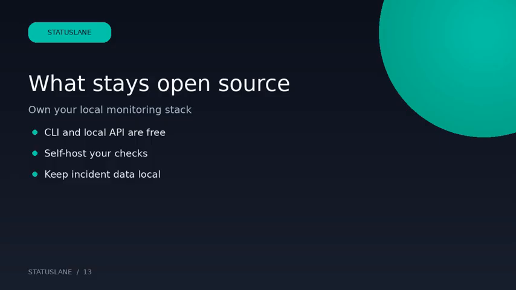Start with the practical goal. CLI and local API are free. Then use status lane to make the result visible and repeatable.